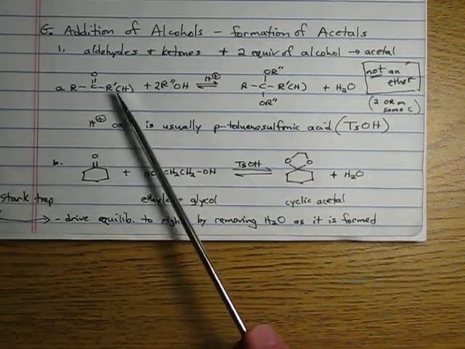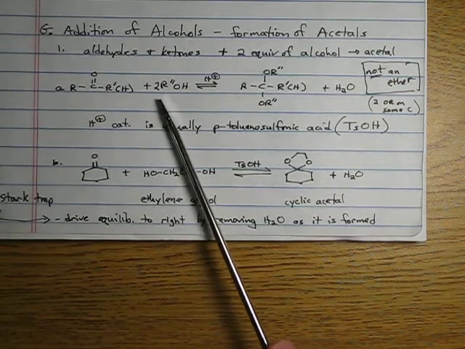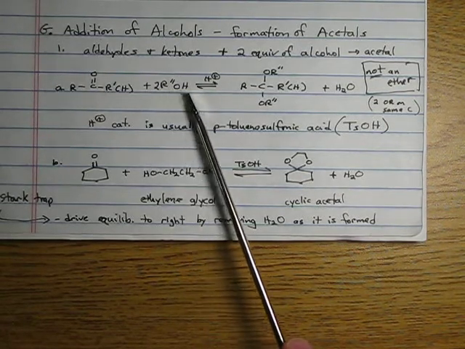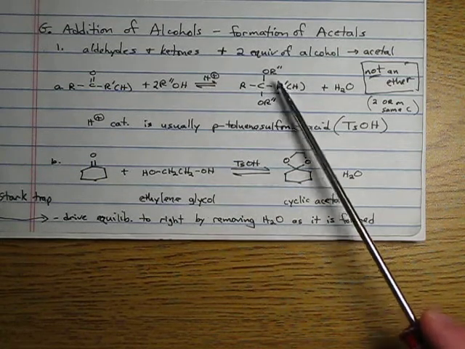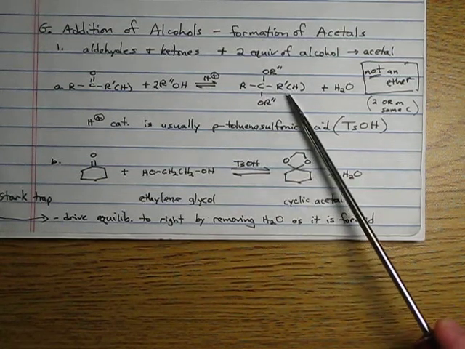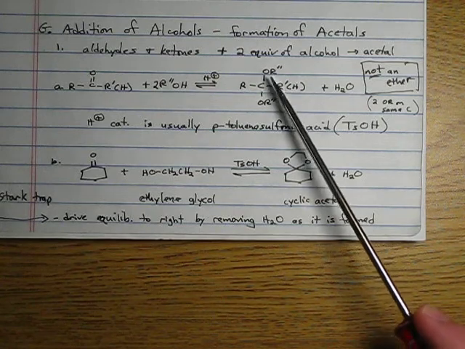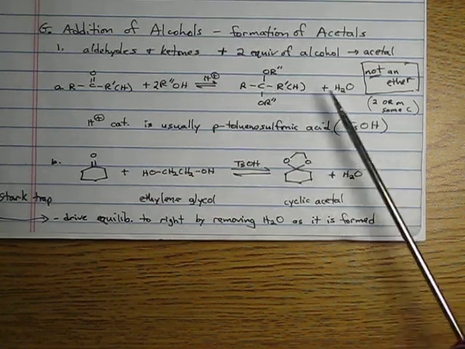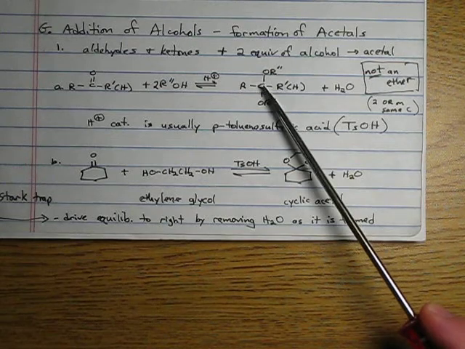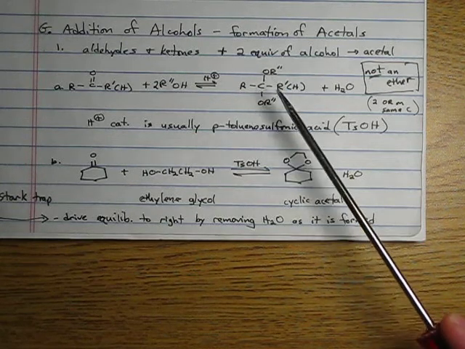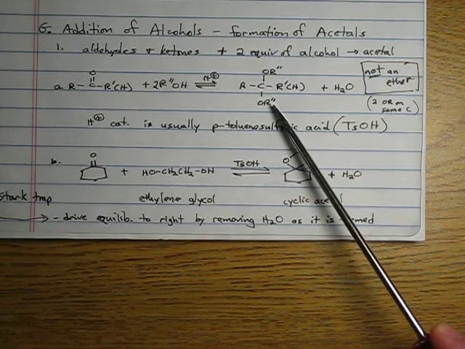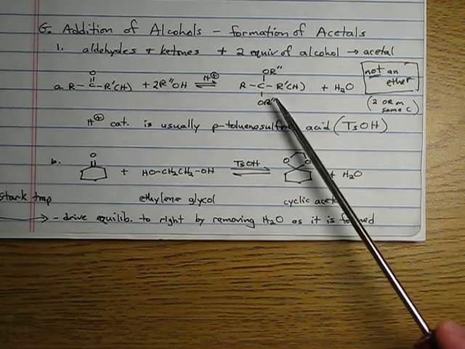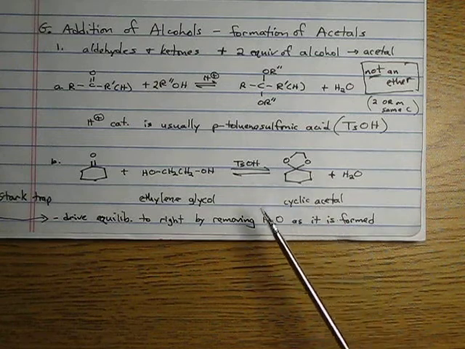Take our ketone or aldehyde, add two equivalents of alcohol, ROH, under acidic conditions, and we get two ORs on our carbonyl carbon, our carbon formerly known as carbonyl carbon, and we make water. So this carbon with two OR groups on it is an acetal. Recall, carbon with two OHs on it is a gem diol. Carbon with two ORs on it is an acetal.